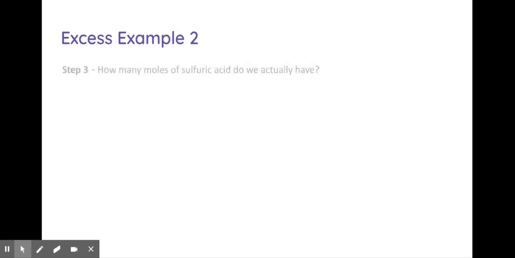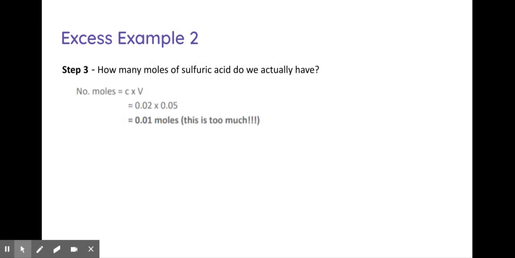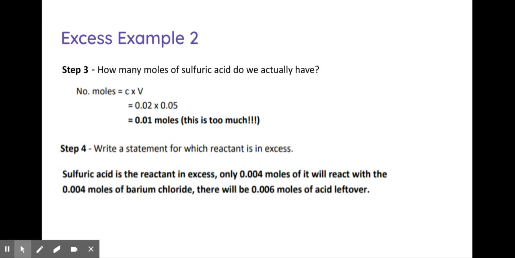Step 3 is to calculate how many moles of sulfuric acid we actually have. Again, we're using the C times V triangle. So we have 0.02 times 0.05. We have 0.01 moles of sulfuric acid in our reaction. We don't need that much, we only need 0.004. So therefore, step 4, our sulfuric acid is the reactant in excess.